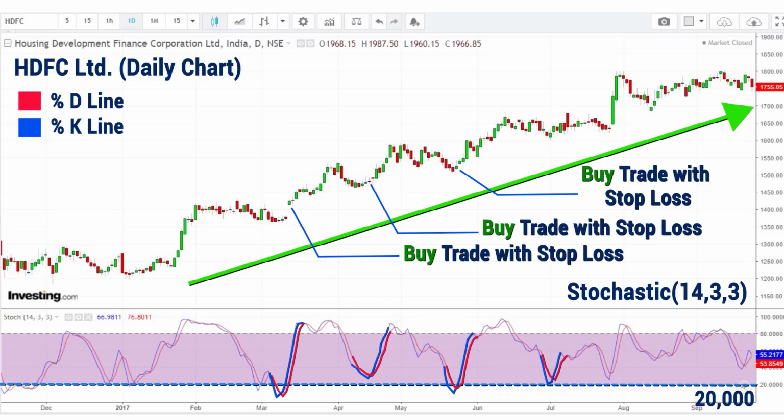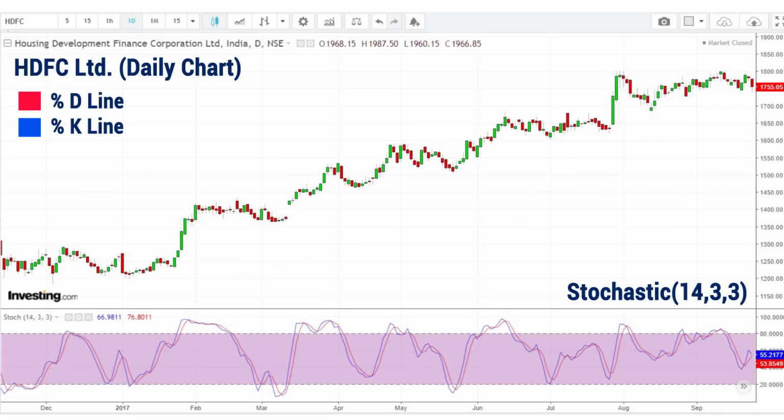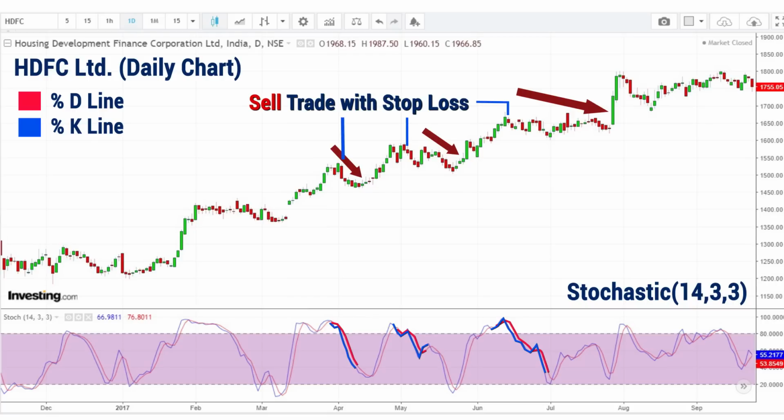We should take every trade with a stop loss. Now secondly, in a similar scenario during the downtrend, we can take a short trade with stop loss. During intermediate corrections of the down move, if we can see that the percentage K line has moved up and is now turning from around the 80 level, or there is a negative crossover of the percentage K and percentage D line, now we can take a short trade with the stop loss along the direction of the larger trend.